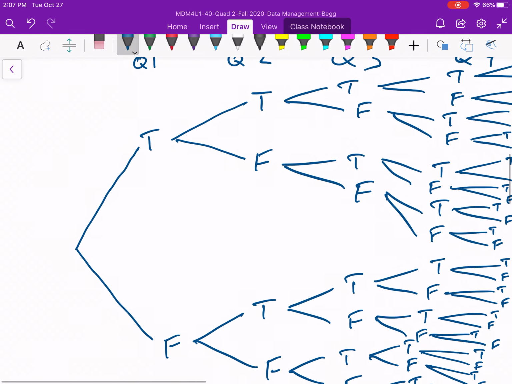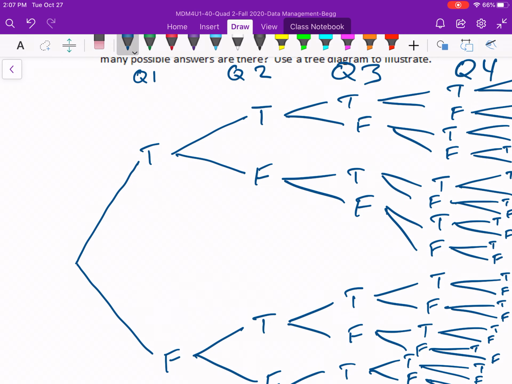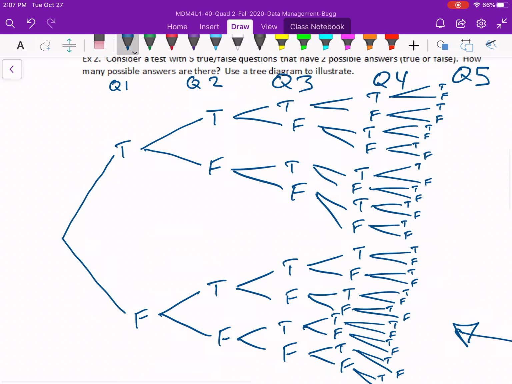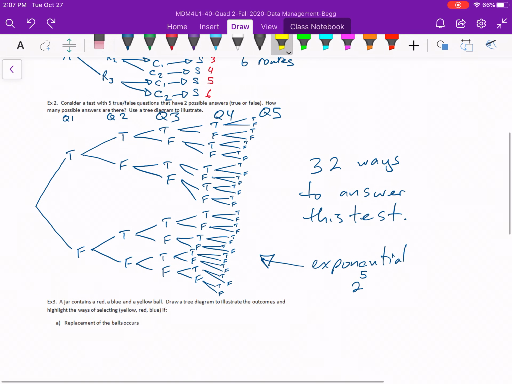So after question 1, we only had 2 possible outcomes. But after 2 questions, there are actually 4 different paths, right? 1, 2, 3, 4. Those are the 4 different paths. If it had ended there, there would have been just 4 choices. You can see that if we go one more question, we double to 8 different paths, and then 16, and then 32. So again, we can use this idea of an exponential relationship to figure out the number of possible answers there are.